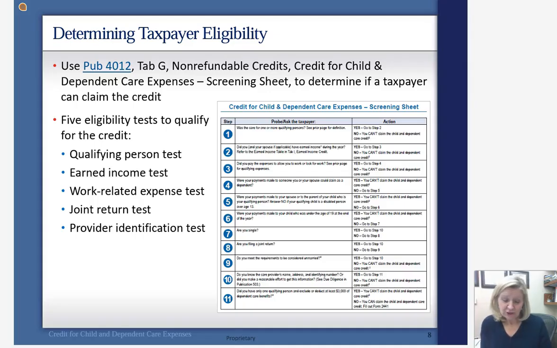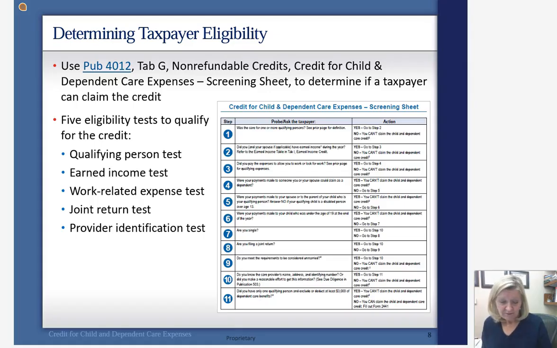Were the payments made to your child who was under the age of 19 at the end of the year? So again, someone who maybe you're not claiming as a dependent, but is your child who's under the age of 19 at the end of the year, can't take the child tax credit for that.